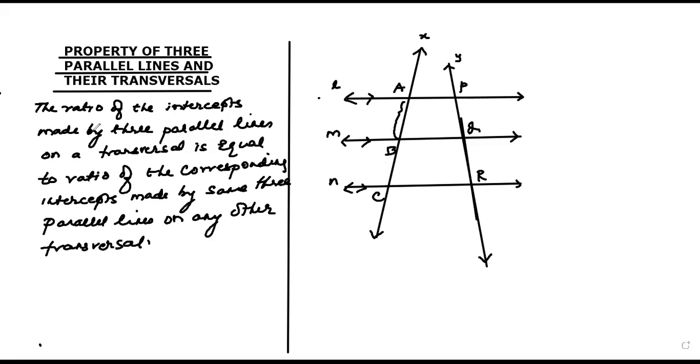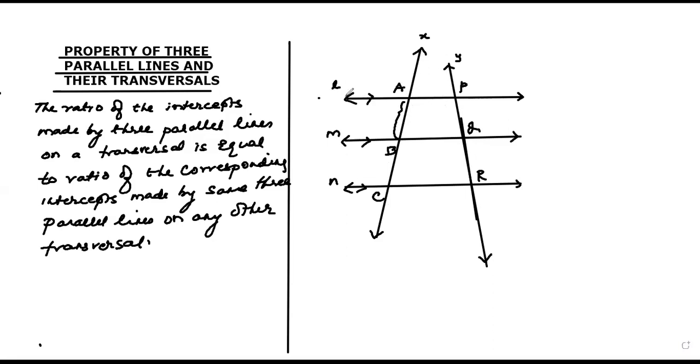So what the theorem says is the ratio of the intercepts made by three parallel lines on the transversal. Means take a ratio of these intercepts, AB upon BC. Then the same three parallel lines have another transversal, and the corresponding, matching intercepts for AB and BC are PQ and QR. So AB upon BC will be equal to PQ upon QR. If we take AB upon AC, it should be PQ upon PR. If we take BC upon AB, it should be QR upon PQ. The way you take the ratios of the intercepts here, the same way you should take the ratio of the corresponding intercepts on the other side. The only requirement is three parallel lines and two transversals.